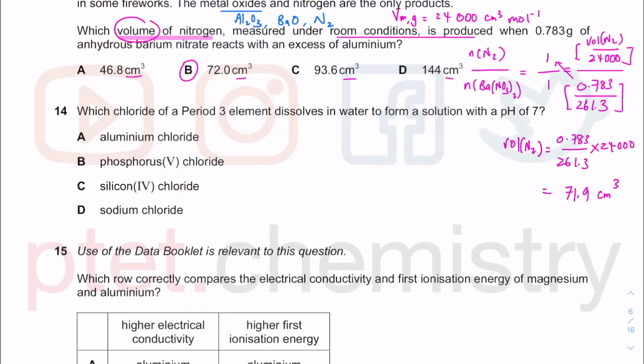In this next question, question 14, chloride of a period 3 element is in the syllabus, and you want to form a solution with a pH of 7. So this one is a direct factual question. Sodium chloride just gives you NaCl, Na⁺, and also Cl⁻. So what happens is that with water, they just give you Na⁺ and Cl⁻. They just dissolve without hydrolysis.